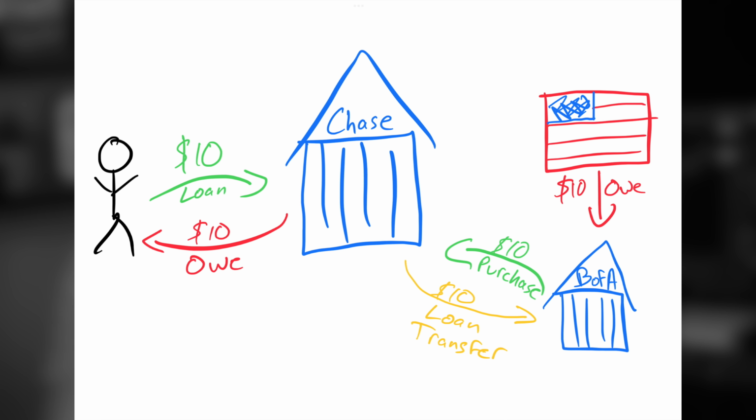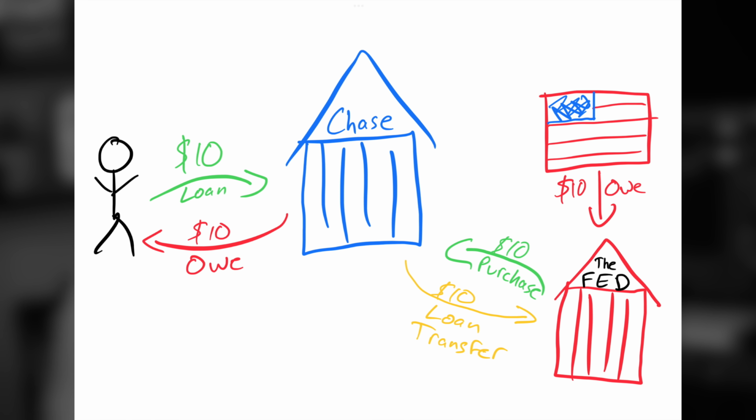But the Federal Reserve actually creates their own money out of thin air. So when Chase sells a treasury to the Federal Reserve instead of Bank of America, that's new money coming into existence that wasn't in the banking system before.